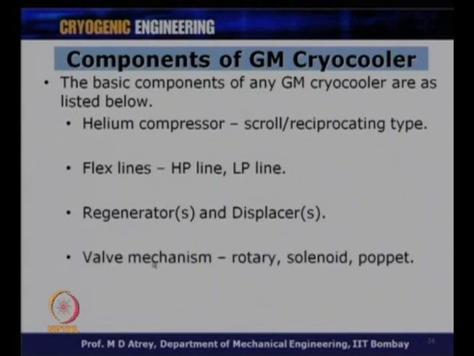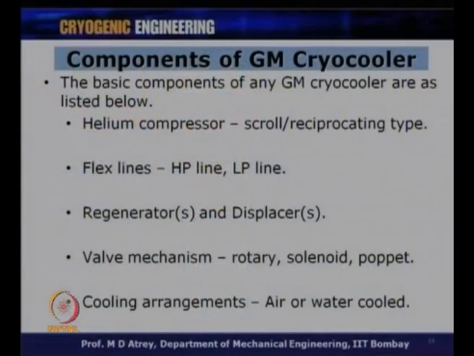As we are talking about every time, this valve mechanism, the rotary valve mechanism, it could be a solenoid valve, it could be a poppet valve, this is the most important thing, and therefore, a GM cooler will have a helium compressor, flex line, the regenerator displacer, the cold head for example, and the valve mechanism. These are very important aspects of a GM cryocooler.